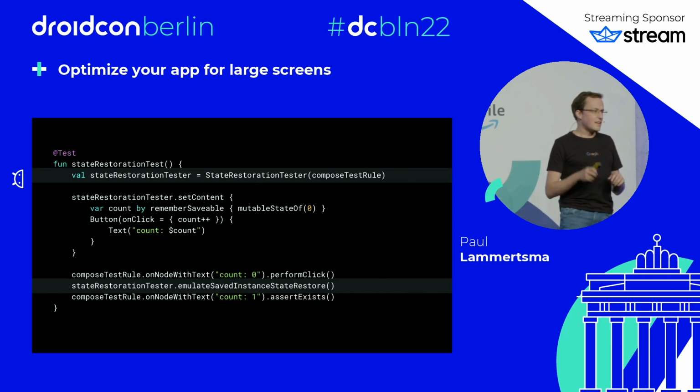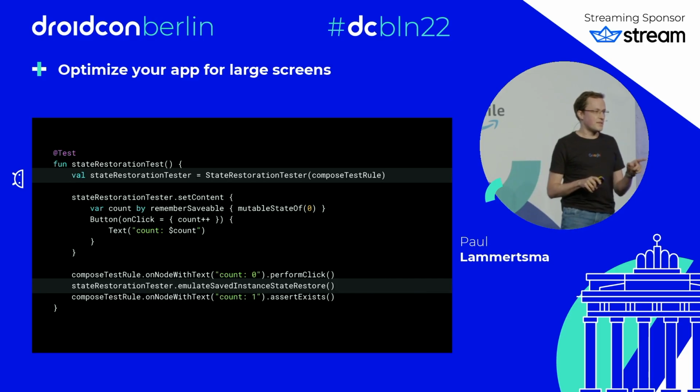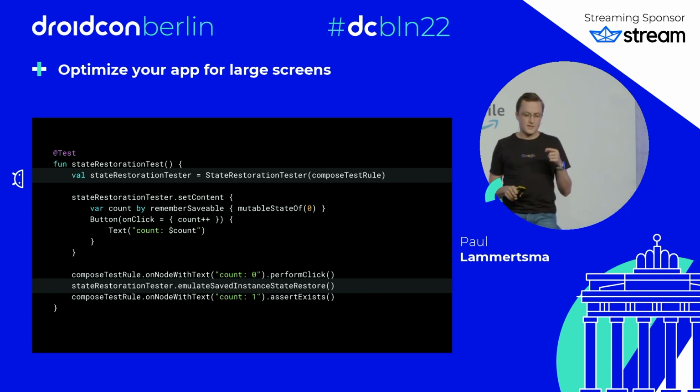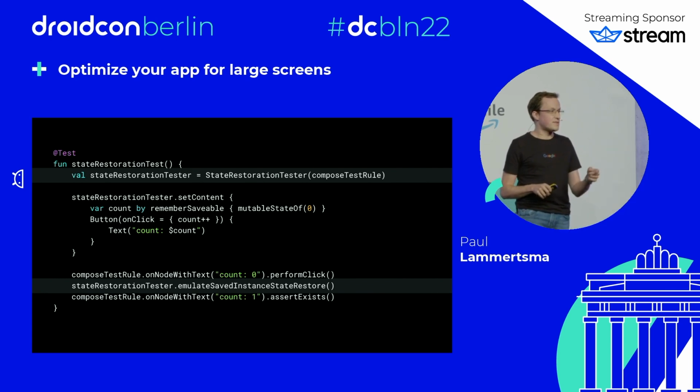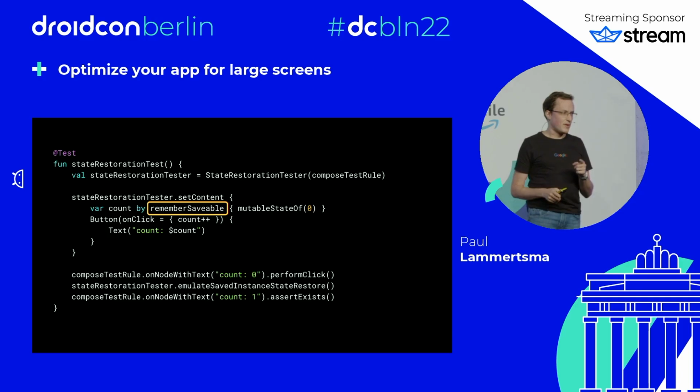And the neat thing is that any calls into rememberSaveable inside this state restoration tester's setContent are saved and restored when we execute emulateSavedInstanceStateRestore. So now what this test does, it actually validates that the incremented count is actually saved through the restoration. And it's important to call out here, by the way, I'm using rememberSaveable. If I replace this with just remember, this test would fail because after restoring from the instance state, the count would still be 0.